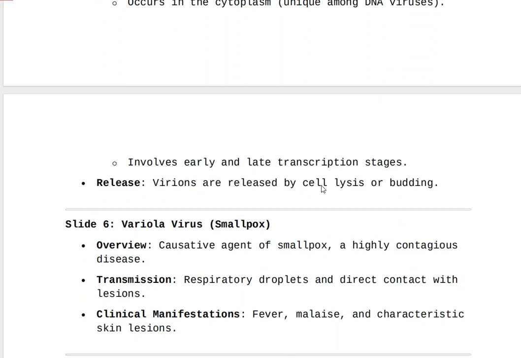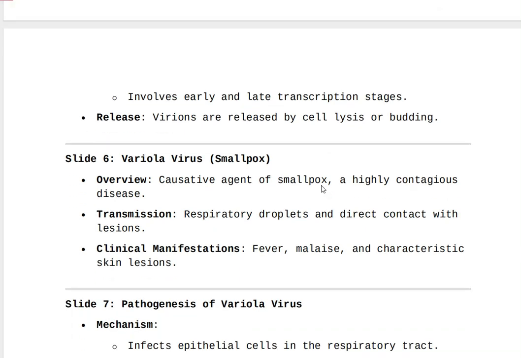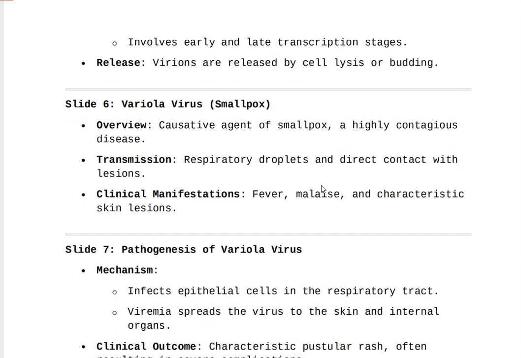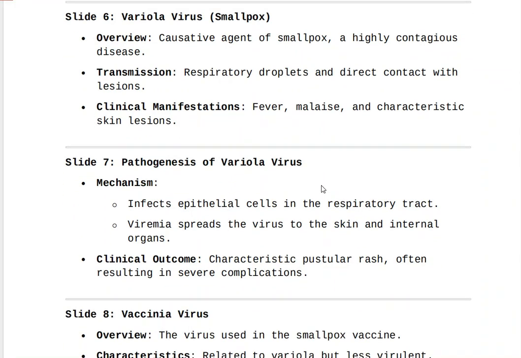So there are two transcription stages. It can be the early transcription and late transcription stages. After transcription, the new viruses can now be released by the cell, either by cell lysis or by budding. The first among the members of the pox viruses is this variola virus or smallpox virus.